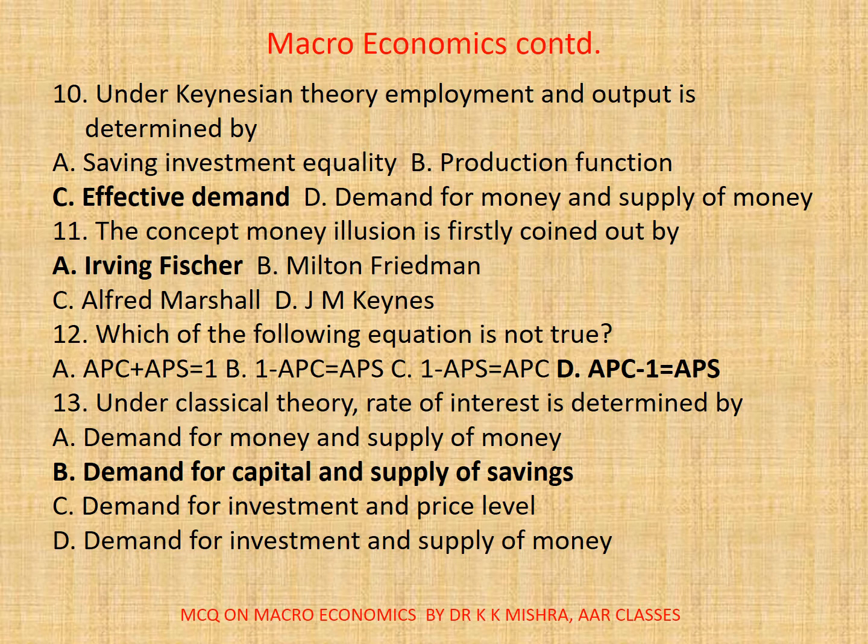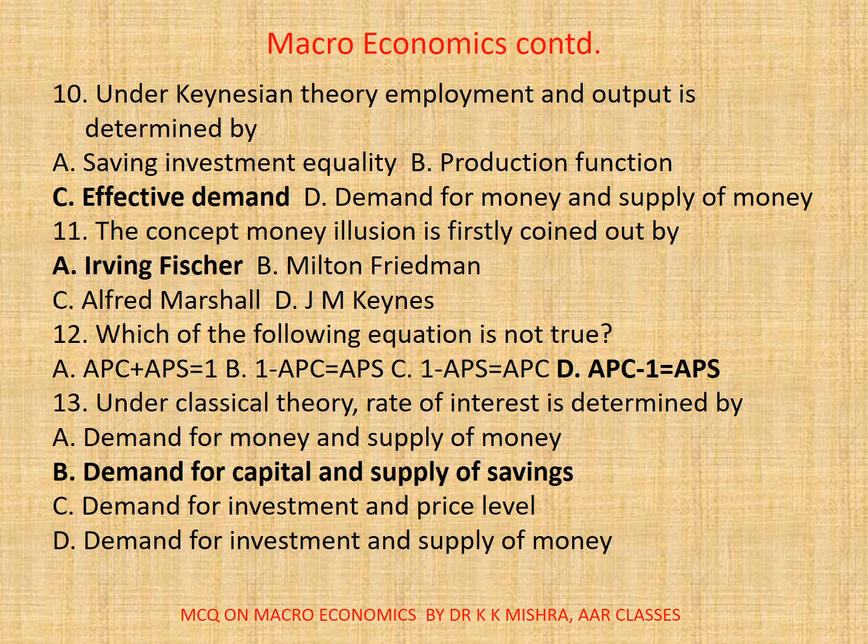12. Which of the following equations is not true? A. APC plus APS is 1, or B. 1 minus APC is APS, or C. 1 minus APS is equal to APC, or D. APC minus 1 is equal to APS. So here actually the correct option is D. APC minus 1 is equal to APS, which is not true.